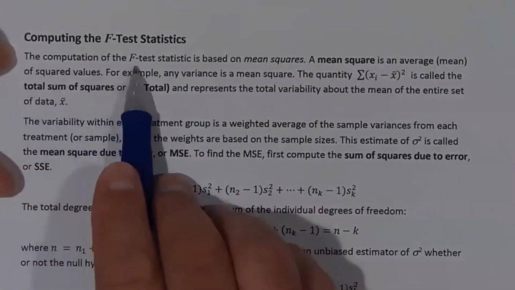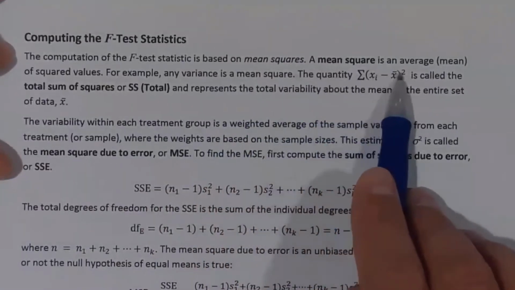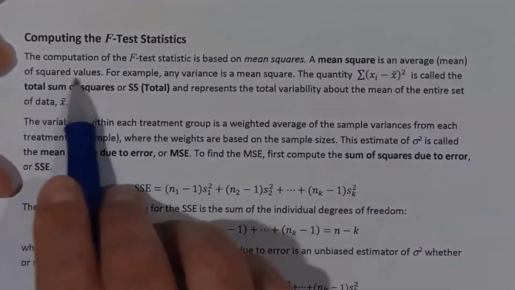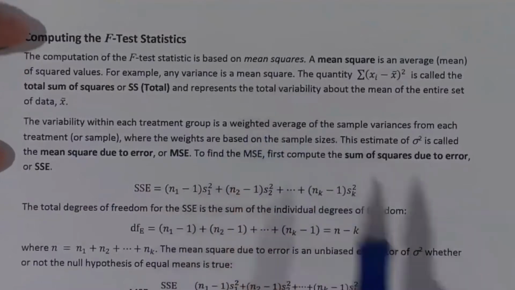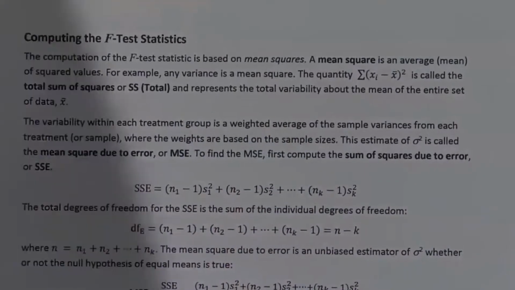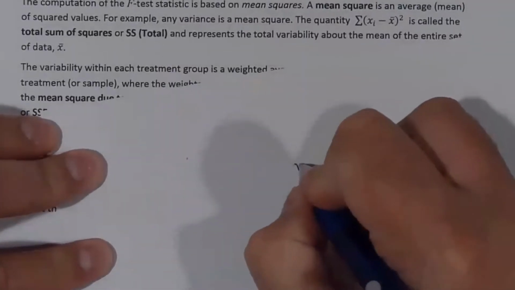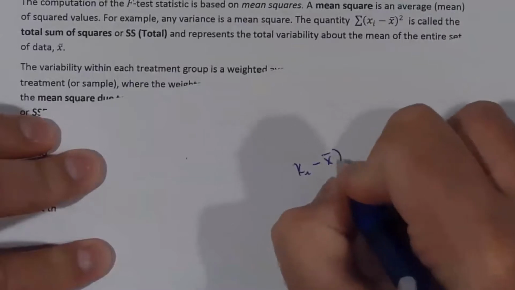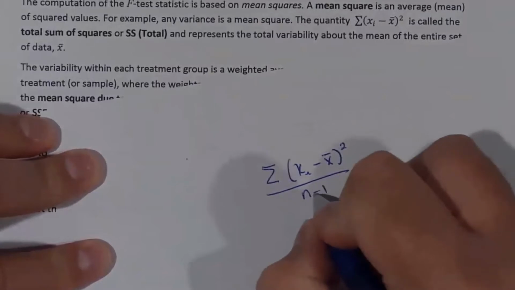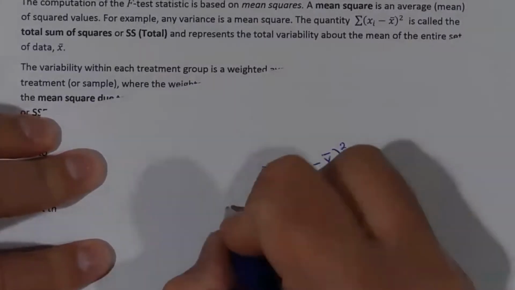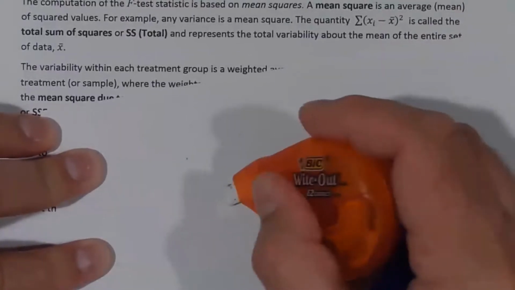The computation of the F test statistic is based on mean squares. A mean square is an average, or a mean, of squared values. For example, any variance is a mean square. If you'll remember, when we calculated variance, the formula is that we take each data value minus the mean and we square that. We add that up and we divide by, in this case, n minus 1, the degrees of freedom. So that's the formula for calculating the sample variance.